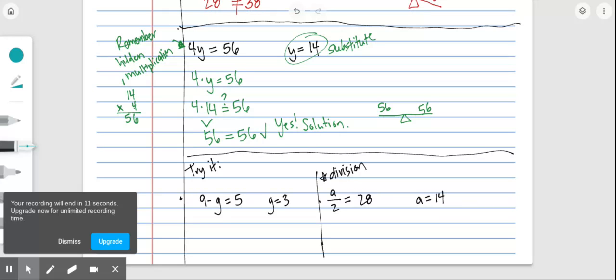Okay, hopefully you're back. So this is going to become 9 minus 3 equals question mark 5. 6 does not equal 5, so this is not a solution.